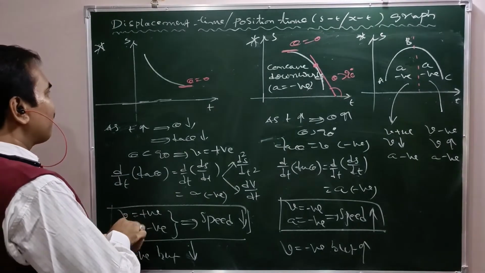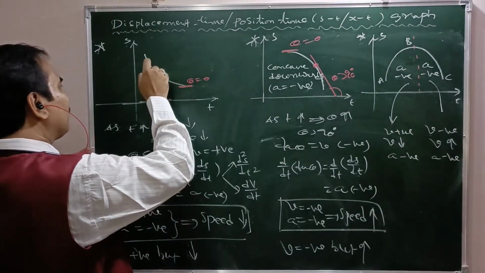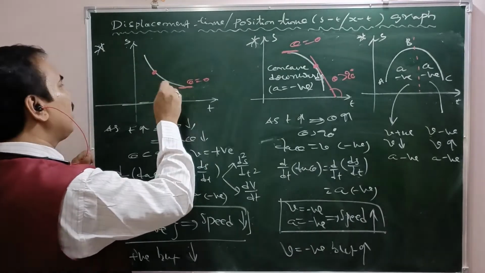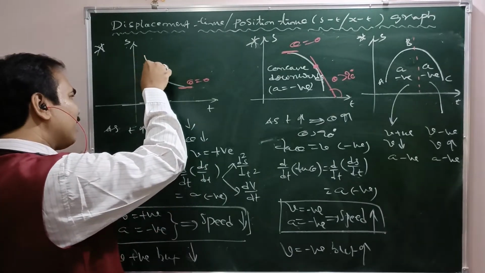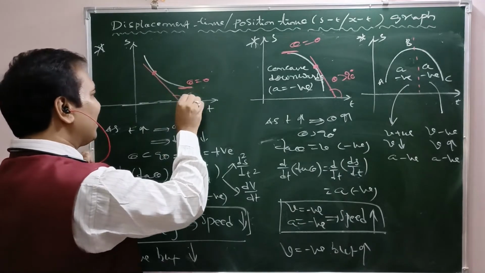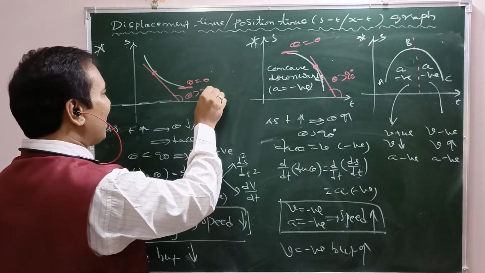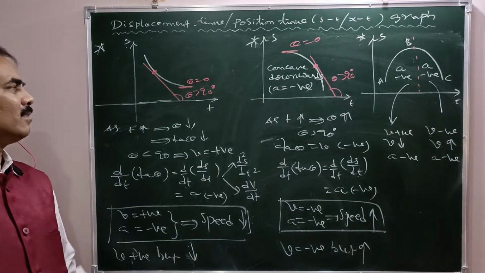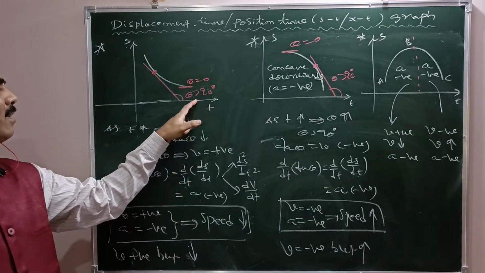But if I draw a tangent at any point from here to there, except the lowest point, what about theta? Theta is greater than 90 degrees. Am I right? Theta greater than 90.